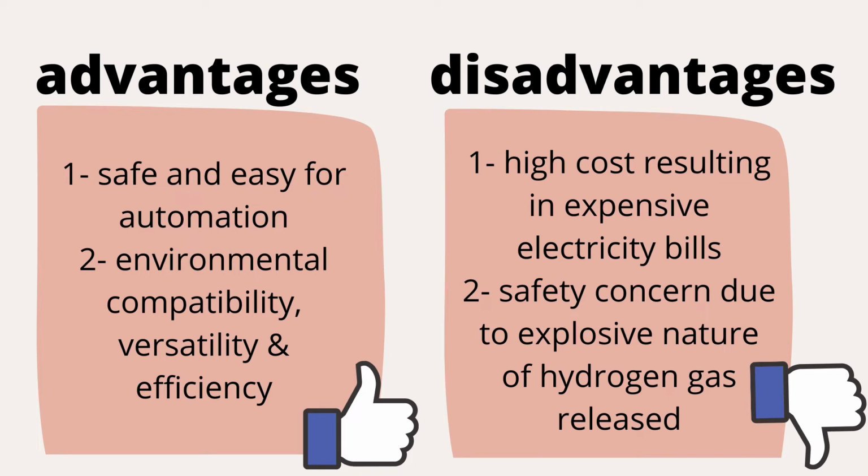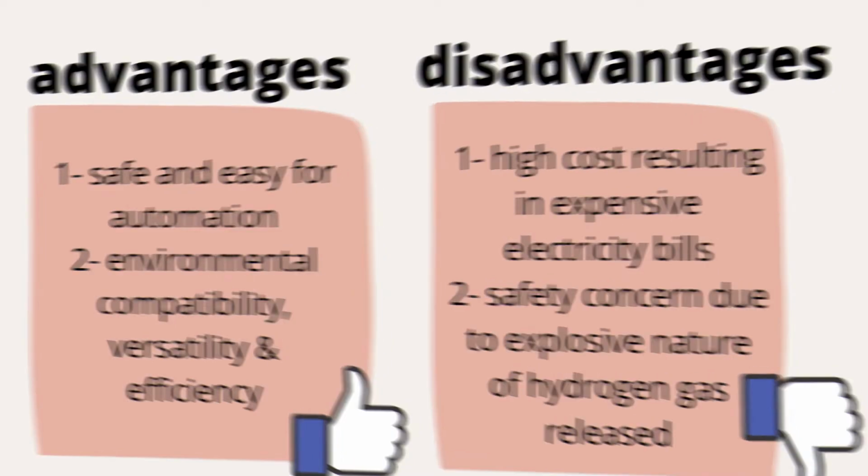The advantages are that it is safe and easy for automation, and it leads to environmental compatibility, versatility and efficiency. However, it results in high costs and causes expensive electricity bills. Besides that, there will be a safety concern due to the explosive nature of hydrogen gas release. In future, variables such as pH, current density, and electrolysis time need to be considered for better applications. The investment cost is also important for wide application of electrochemical methods in industry.